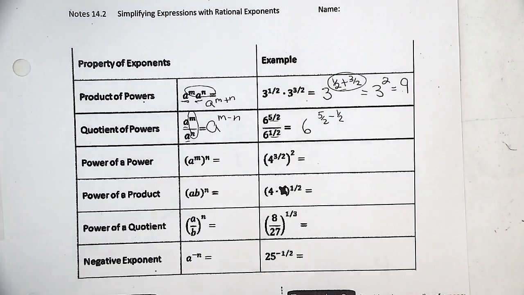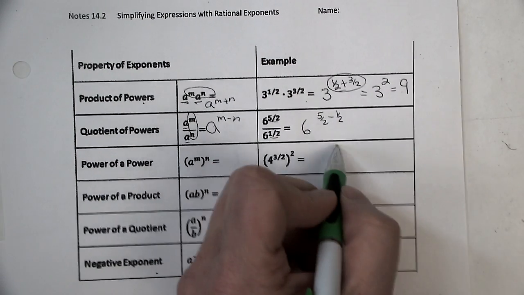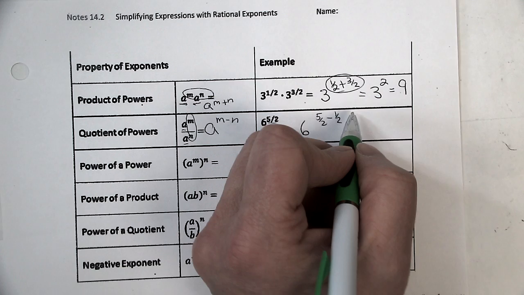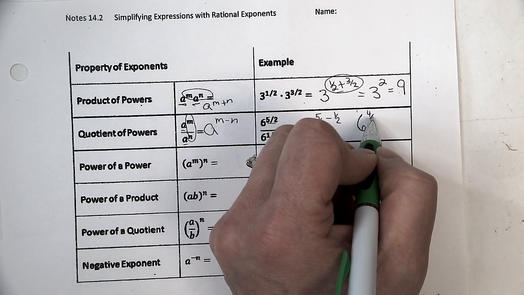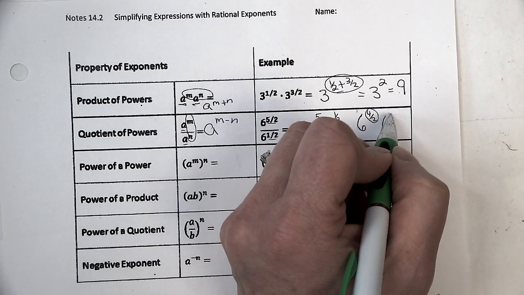So ready? 5/2 minus 1/2 is 4/2. So it's 6 to the 4/2, which is 6 to the what? 2, which is simply, our answer is 36.